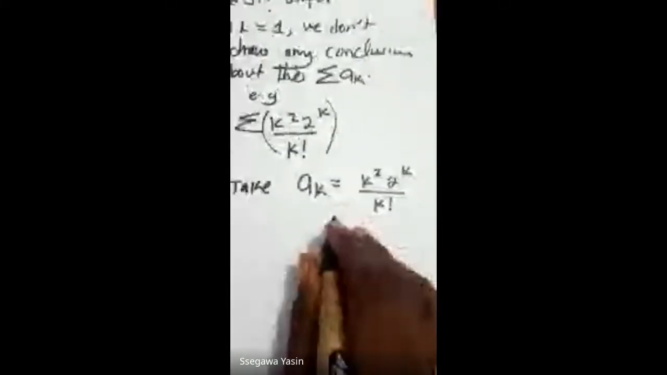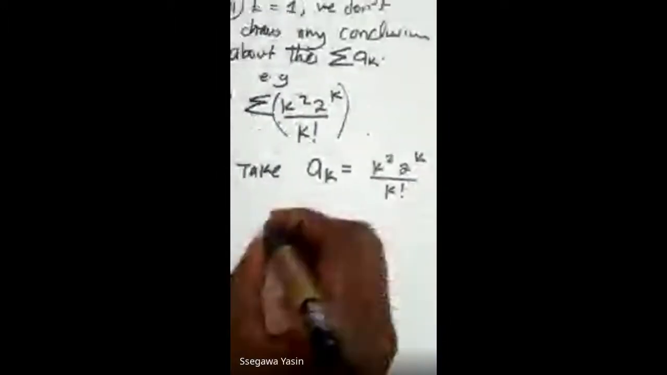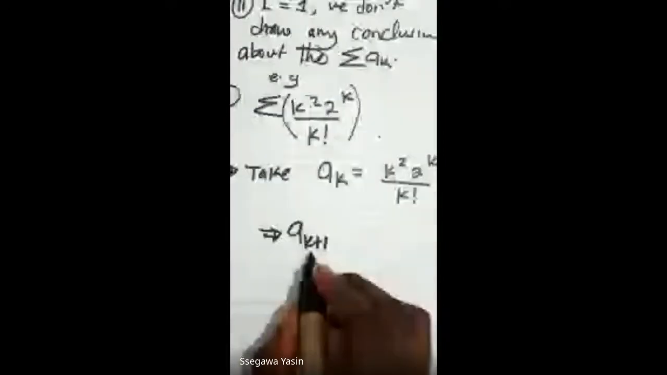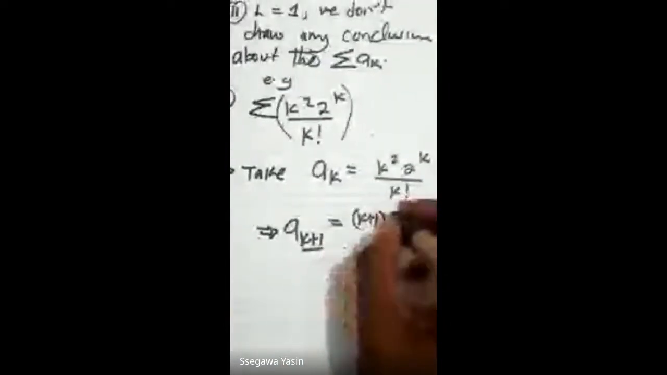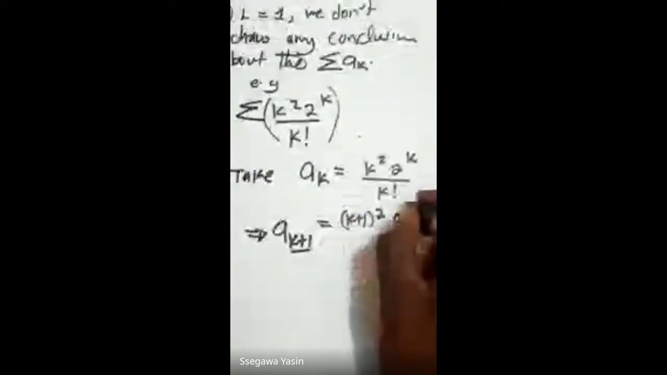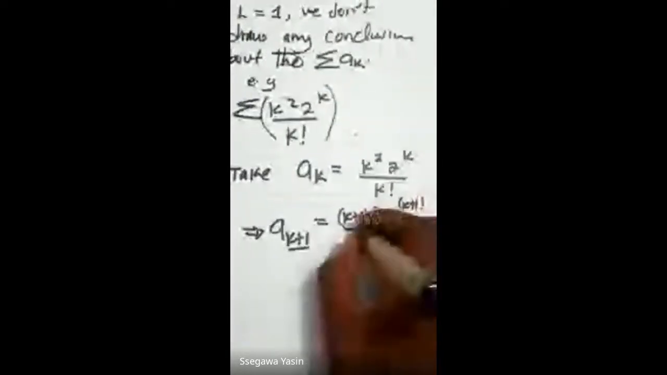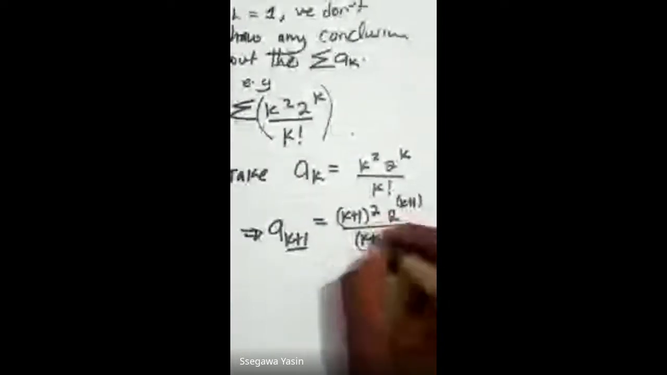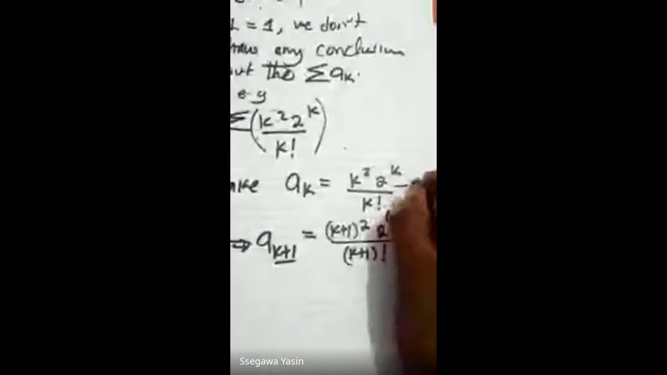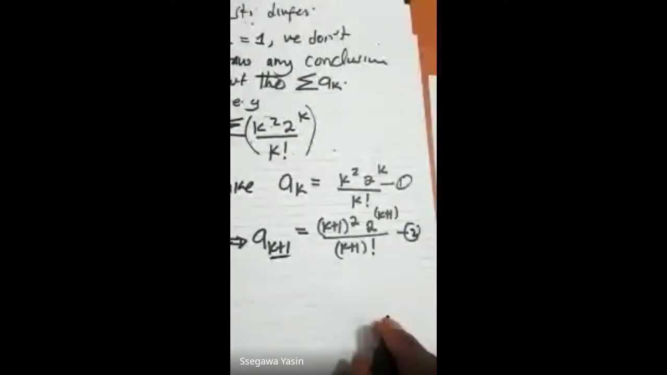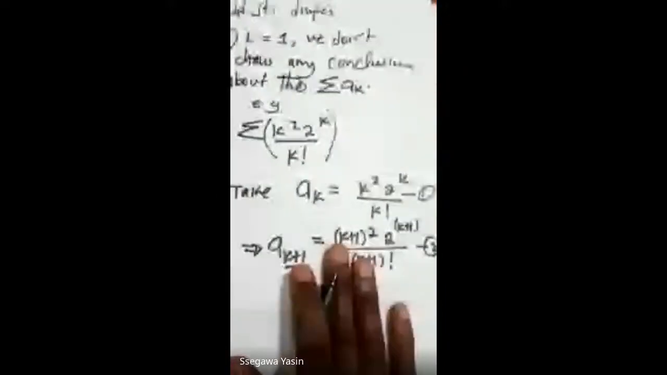Then it implies what? Since we are supposed to divide, it implies also a_(k+1). Where there is k, we are going to put k plus 1. That is the interpretation there. So this is k plus 1, we square it, then this is 2 power k plus 1 over k plus 1 factorial. These are the 2 things we have. This can be called equation 1 and this can be called equation 2. We are going to use those 2 to divide them, and that's what we are targeting.